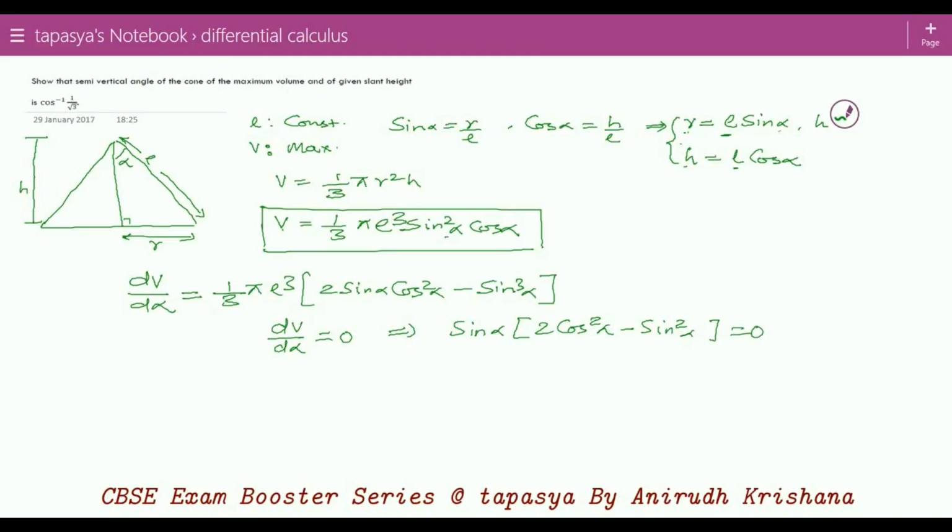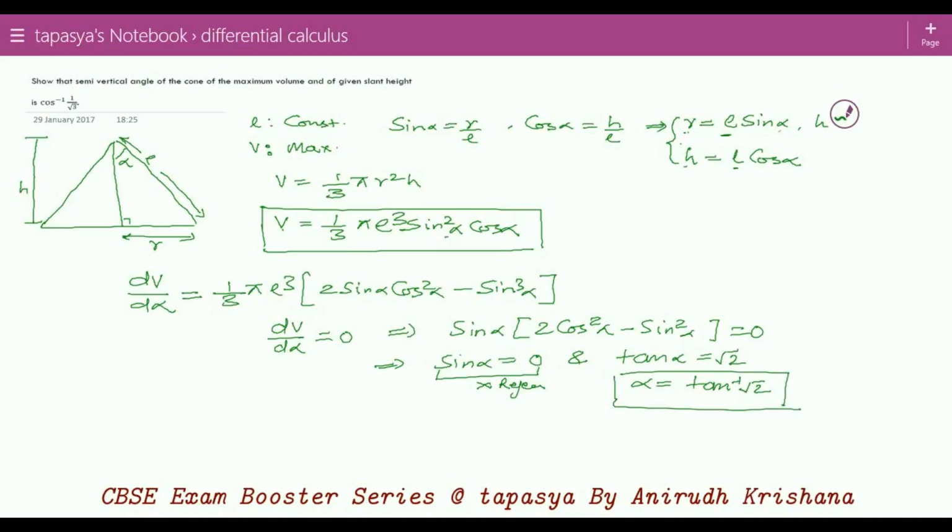So there are two possible values. One is sin alpha equals 0, and the other is tan alpha equals square root of 2. The first one, sin alpha equals 0, is not possible, because if alpha is 0, then no cone exists. So alpha is not equal to 0, this case is rejected, and the only case considered is alpha equals tan inverse of root 2.